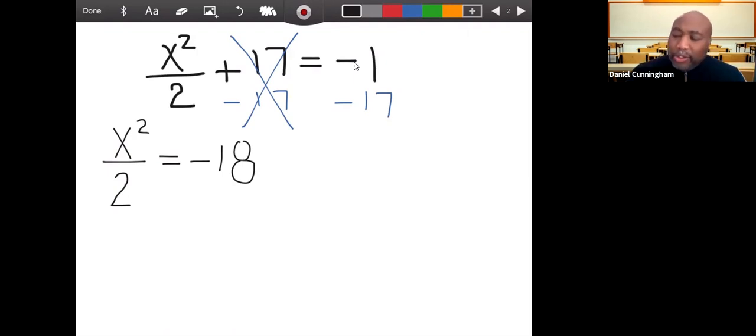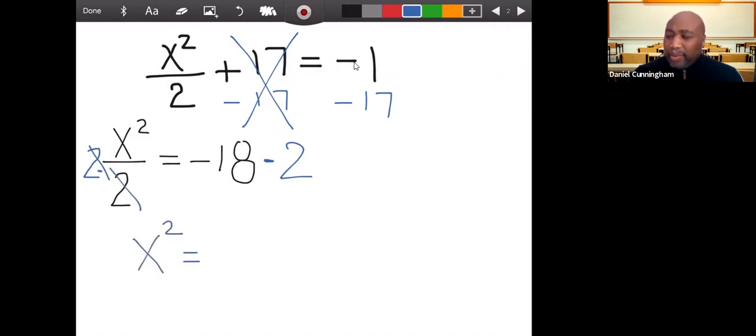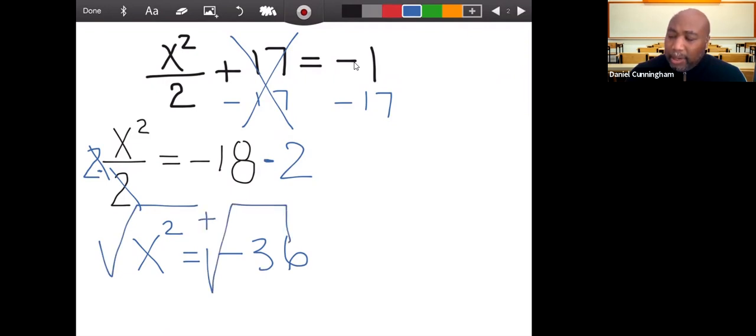Now we need to get rid of the 2. Now how are we going to get rid of the 2? That's a division. That is x squared divided by 2. So we multiply both sides by 2. This cancels because we do the same to one side as to the other side. So we have x squared is equal to, in this case, negative 36. And then to get x by itself, we take the square root on both sides. We learned that earlier, plus or minus. Don't forget it's plus or minus.